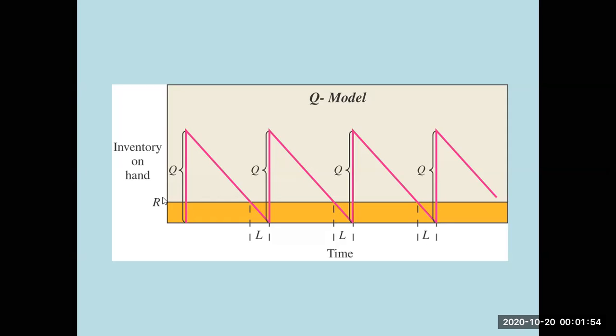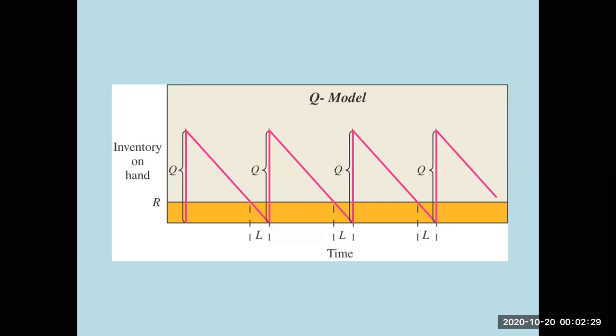This Q model is an event-triggered model. The event is this point R. When the inventory level hits this point, the reorder point, that is the event, then we place the order. So this Q model is an event-triggered model, where the event is hitting this point.